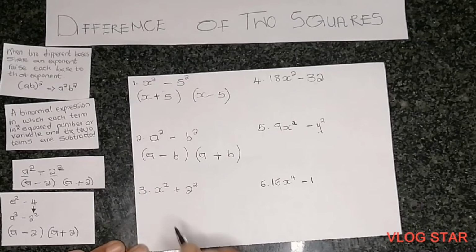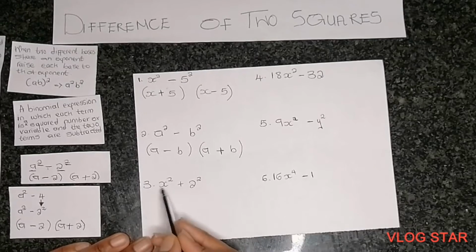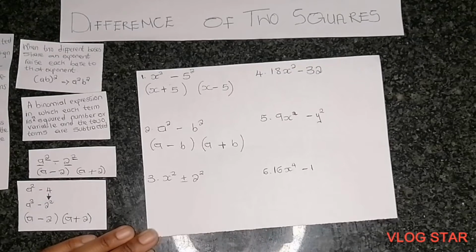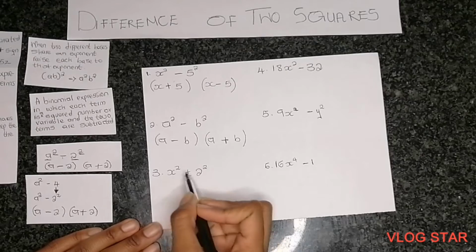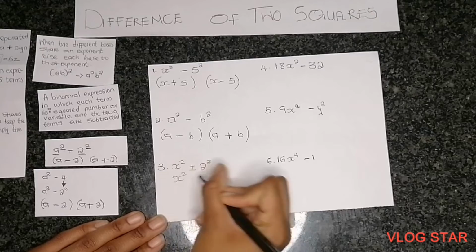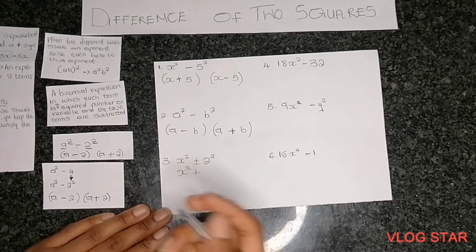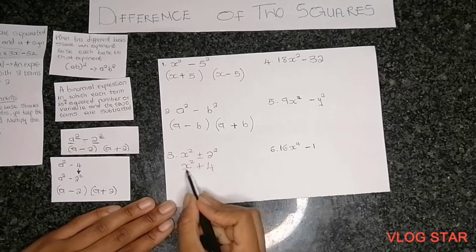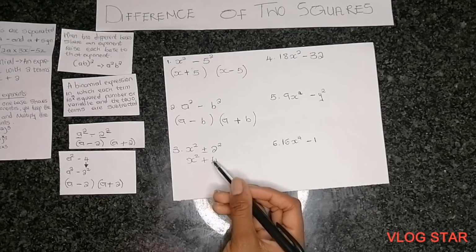So let's move on to question 3. Let's look at this. We have a binomial, and these two terms are squared, but do we have a minus sign? No, we don't, meaning that we cannot apply the method of difference of two squares. So this cannot be factorized using difference of two squares. You're just going to write your x squared plus, so this 2 squared means that 2 must multiply itself twice. So 2 times 2 is going to give us 4. So it cannot be factorized using difference of two squares.